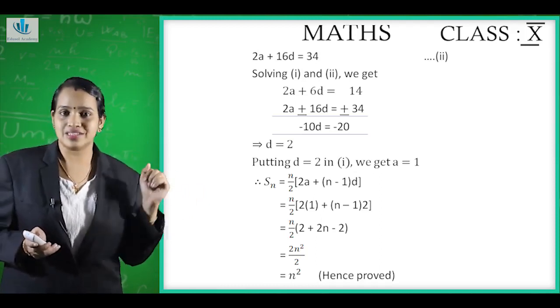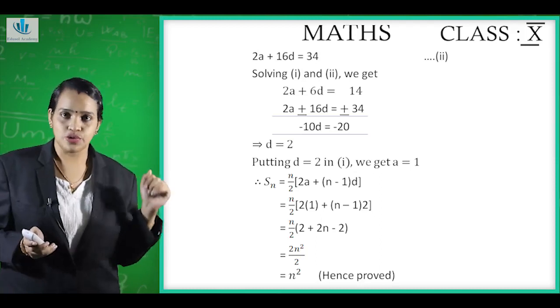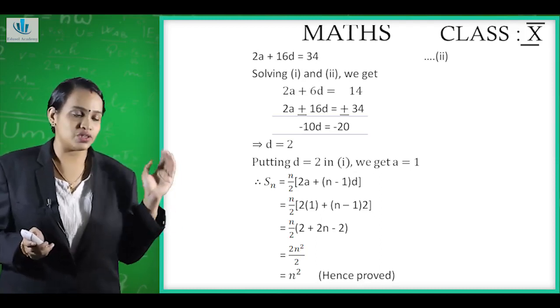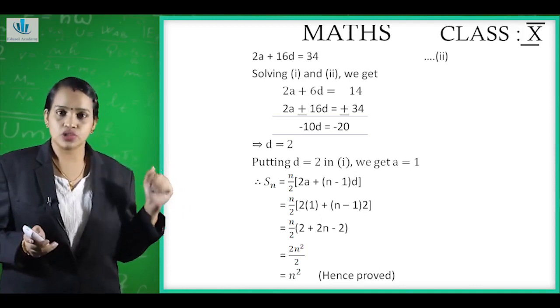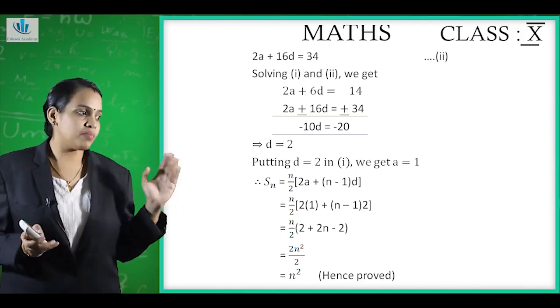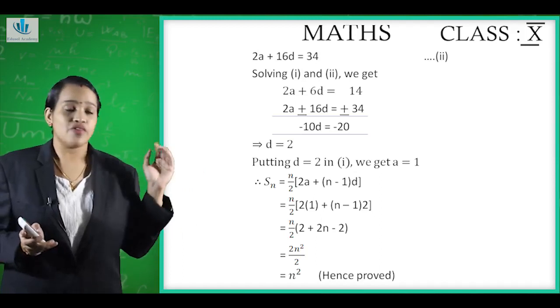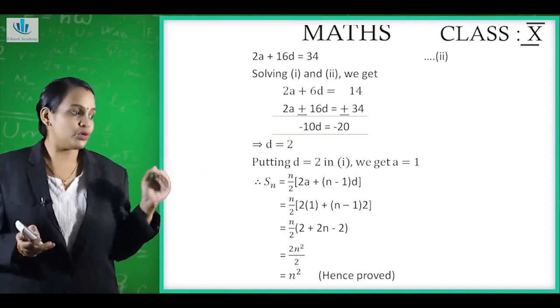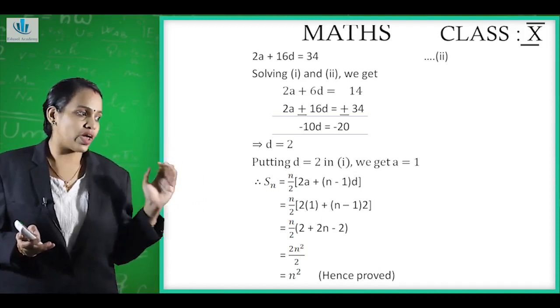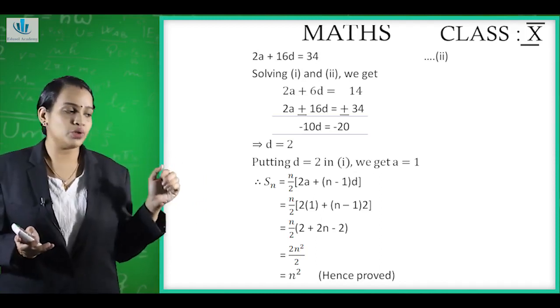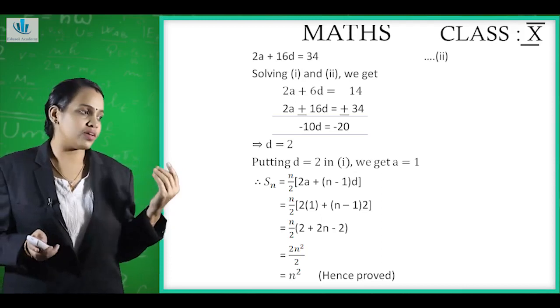So Sn is equal to n upon 2 into 2a plus n minus 1 into d. So n upon 2 into 2 into 1 plus n minus 1 into d. Therefore n upon 2 into 2 plus 2n minus 2, which gives 2n square upon n. So the 2 cancels off, therefore n square is proved.